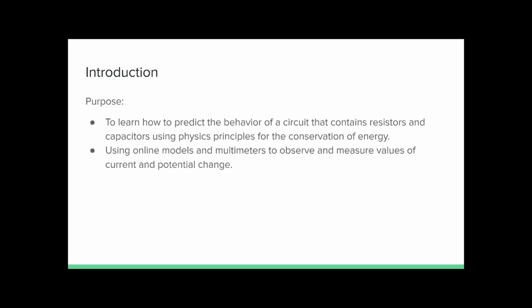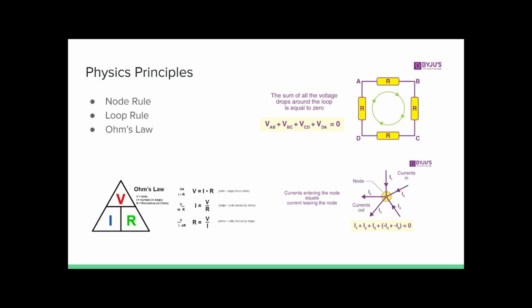So, this lab was a test of using an online model to predict how resistors and capacitors work in a circuit. Some important topics that we used for this were the node rule, which states that all current coming into a split in wires is the same amount of current that leaves that split in wires.